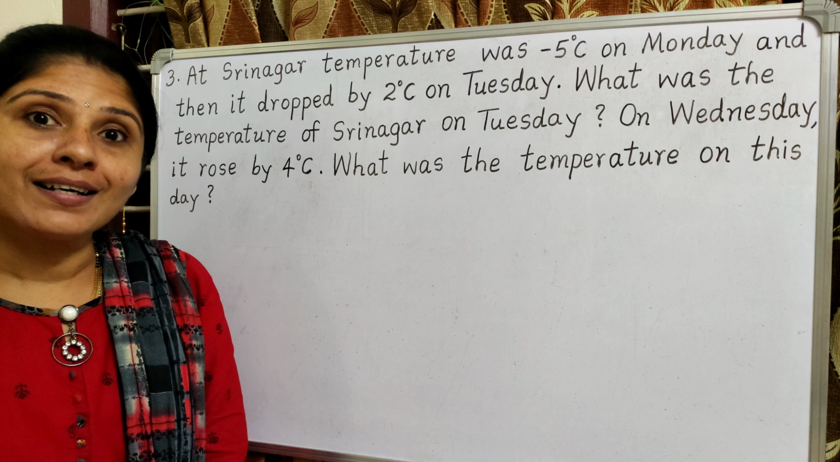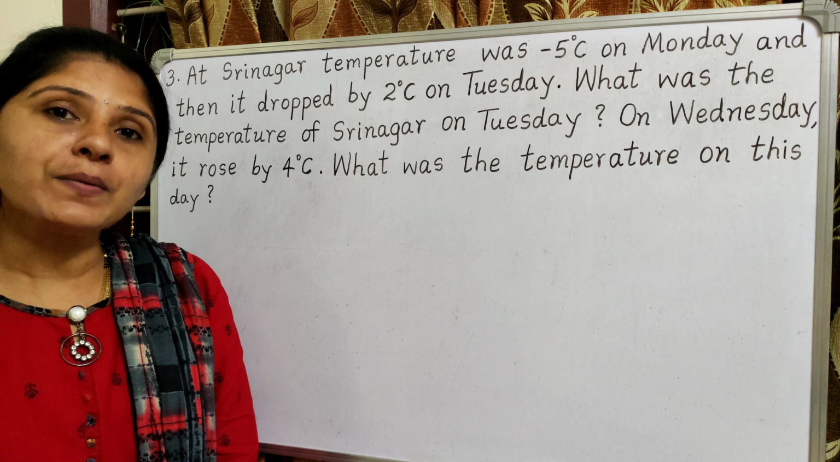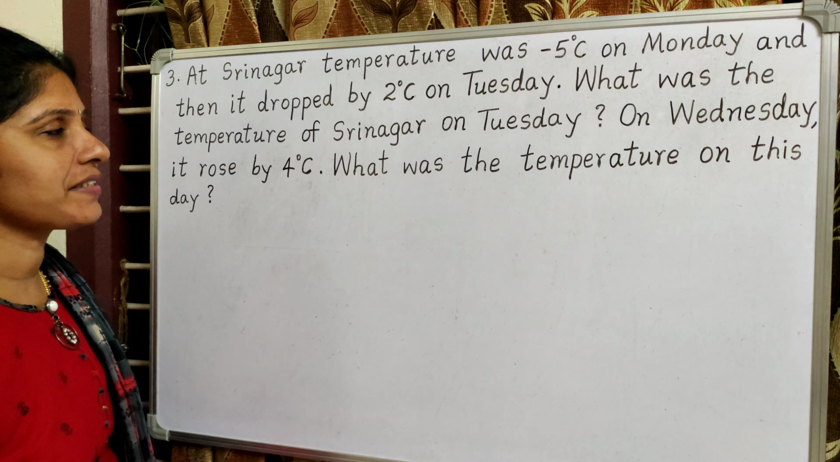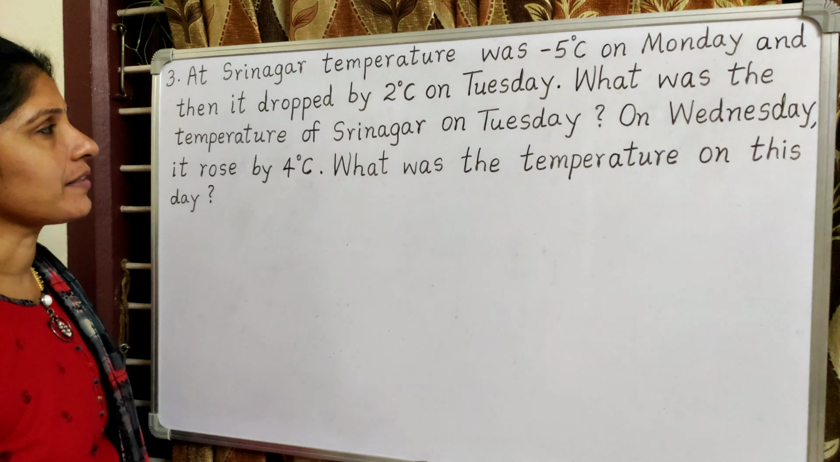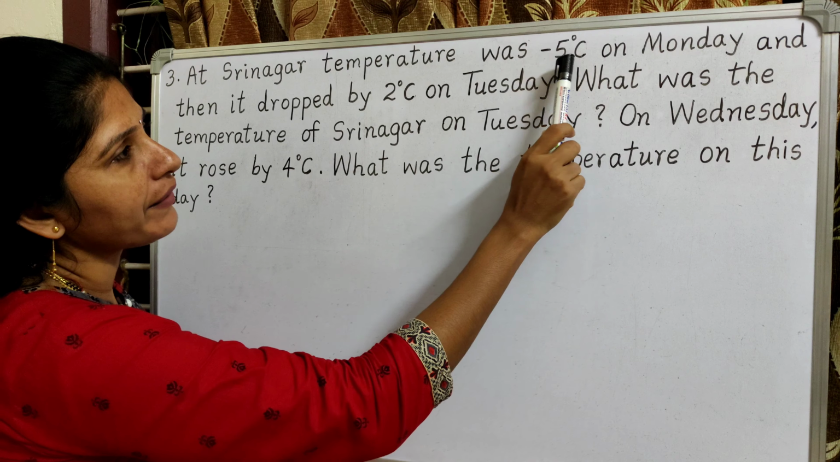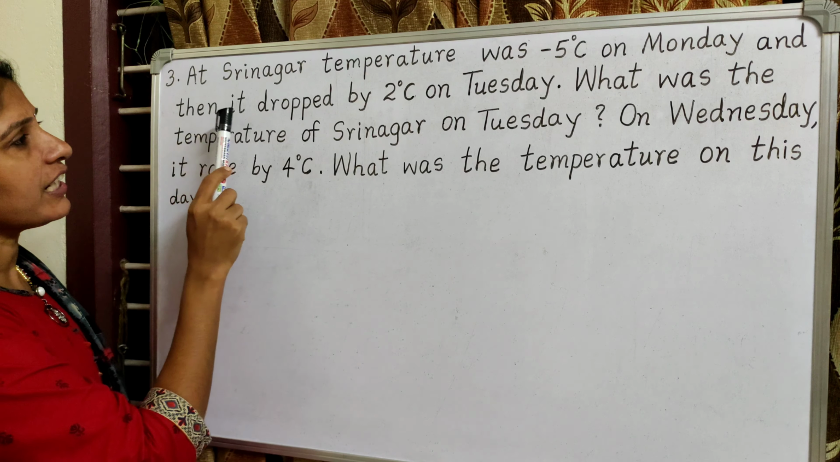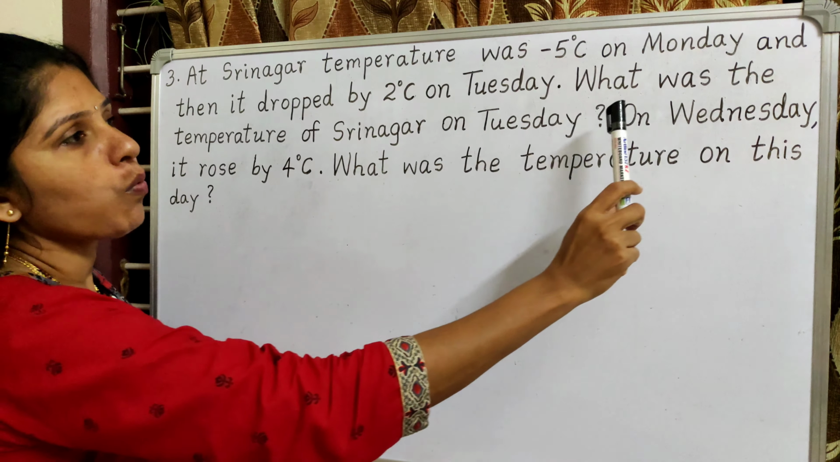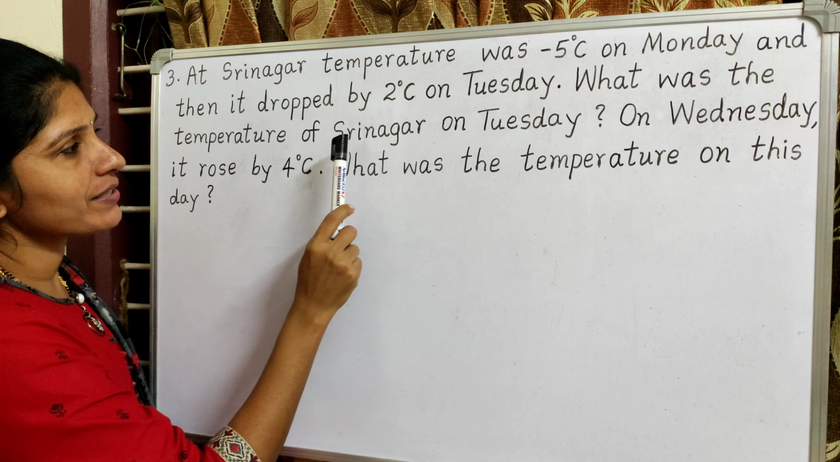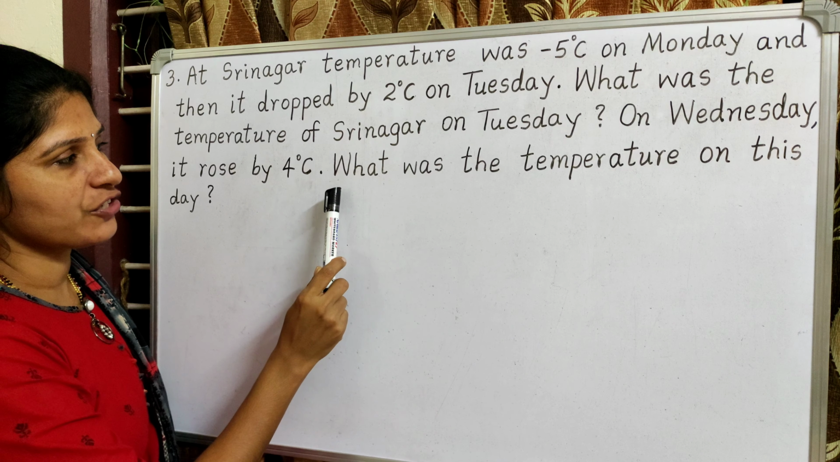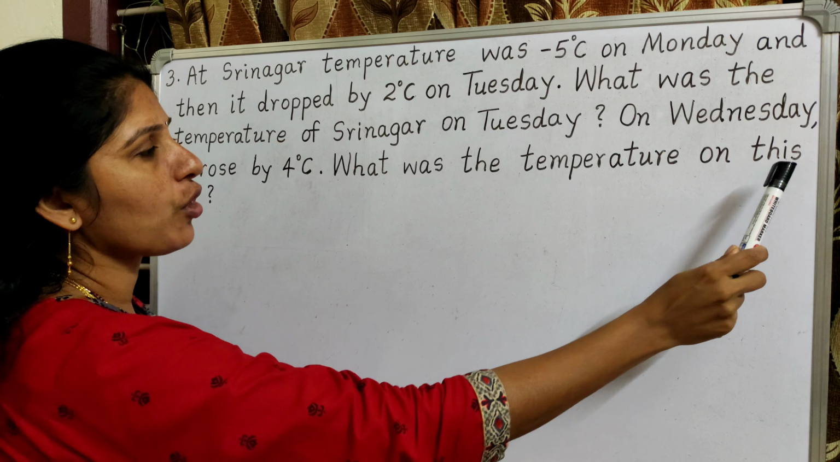Today let us solve the third question of the exercise 1.1, page number 4. Look at the question. At Srinagar, temperature was minus 5 degrees Celsius on Monday and then it dropped by 2 degrees Celsius on Tuesday. What was the temperature of Srinagar on Tuesday? On Wednesday, it rose by 4 degrees Celsius. What was the temperature on this day?